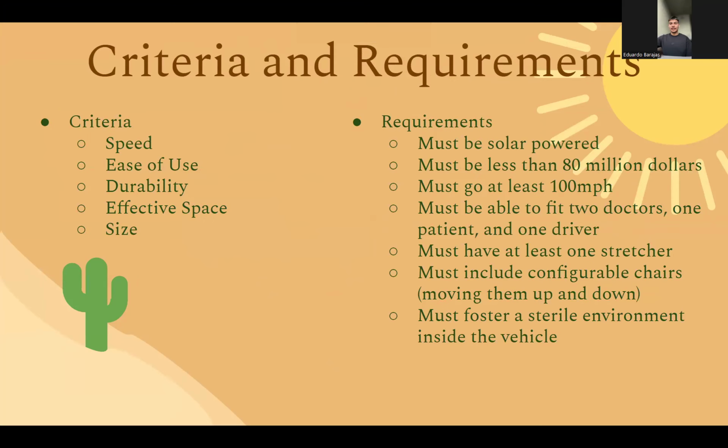So these are our criteria and requirements. On the right-hand side, we listed seven criteria requirements for this project. And with those requirements, we listed five criteria on the left-hand side in descending order from how important they are to us. And with these criteria and restraints, we came up with the proposal design on the upcoming slides.